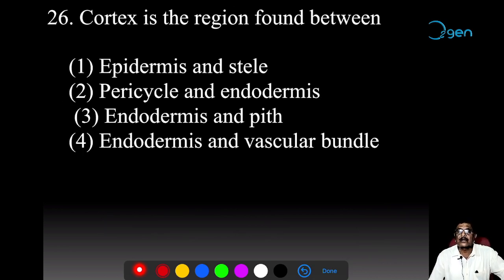Next, the cortex is the region found between. So in the anatomy, the outer layer is called epidermis and the inner one is the stele. In between these two is a region called cortex.